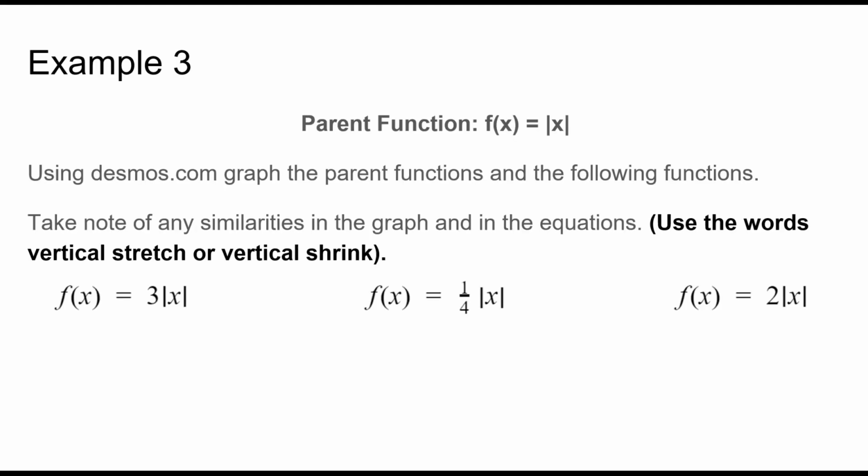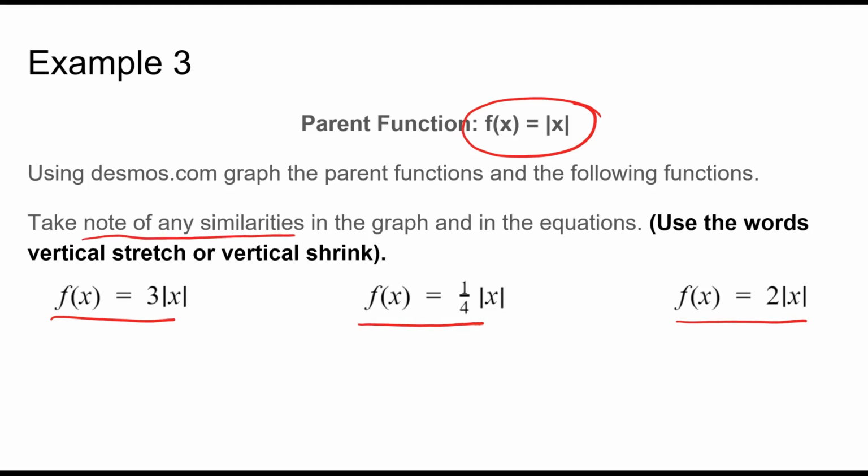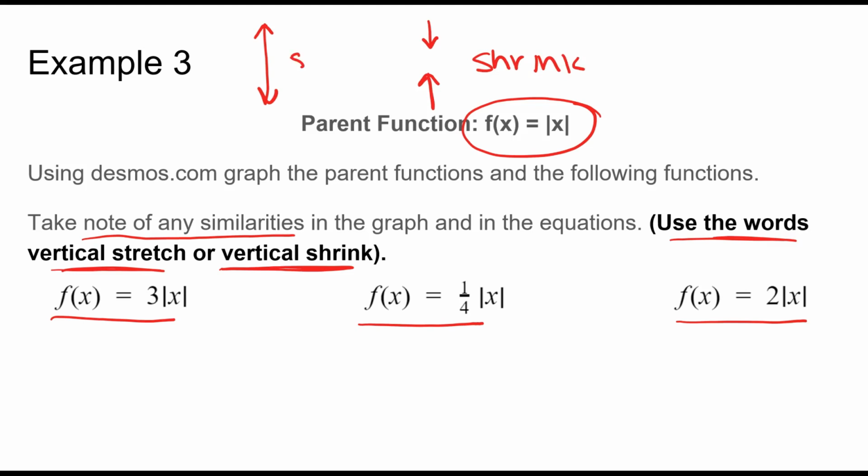All right, we're going to go back into Desmos, graph the parent function, f of x equals absolute value of x. Now these are going to get a little bit tricky, so go ahead and graph these three functions into Desmos. Note any similarities, differences, and we're going to use the words vertical stretch and vertical shrink. When we talk about a vertical stretch, we're talking about pulling the parent function up and down. And when we talk about a vertical shrink, we're thinking about pushing the parent function up and down. Press play once you've got those graphed in Desmos.